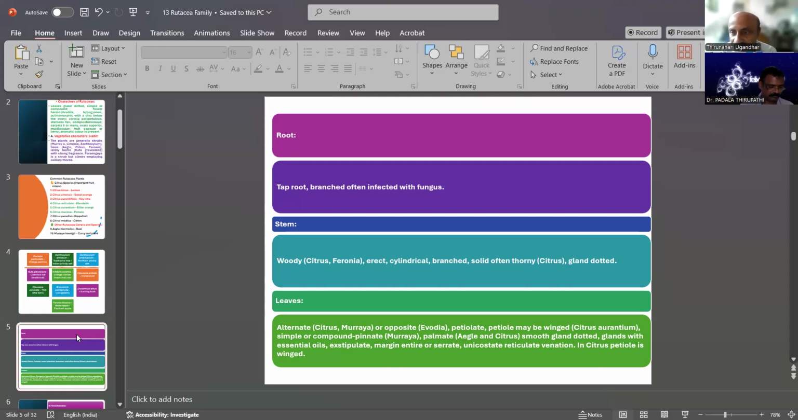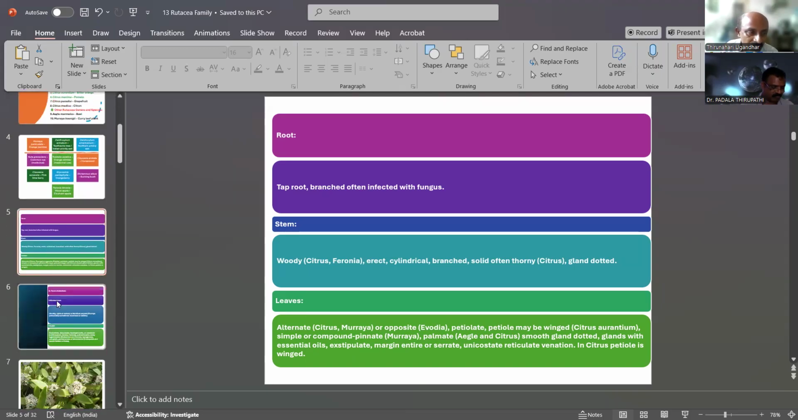Then the fruit cover, the fruit's upper layer, and also the leaves, every part of the plant has dotted glands with essential oils present. The margin is entire or serrated. Also reticulate venation. Citrus petioles are also winged, which is one important character.